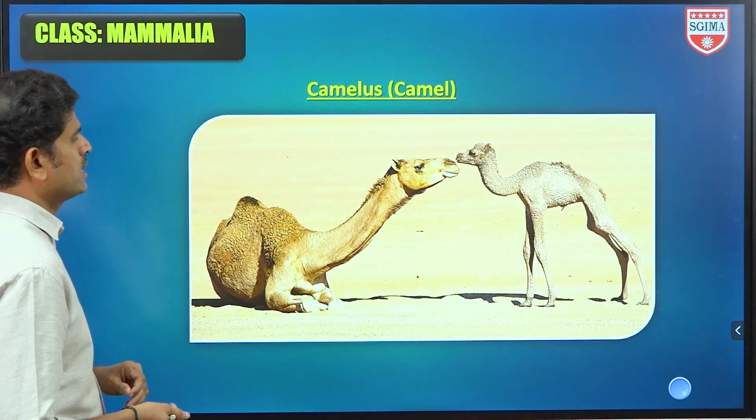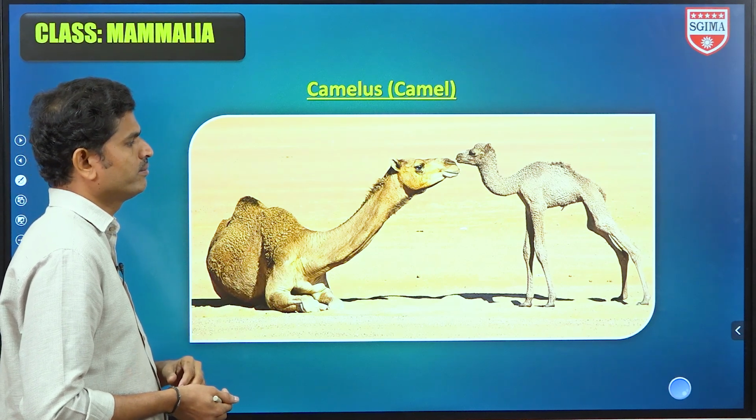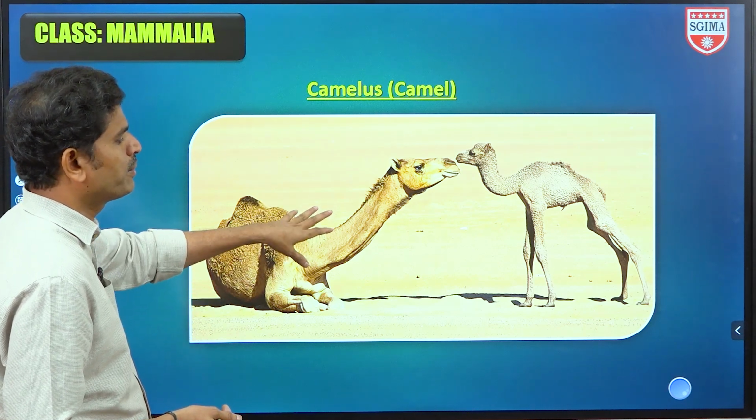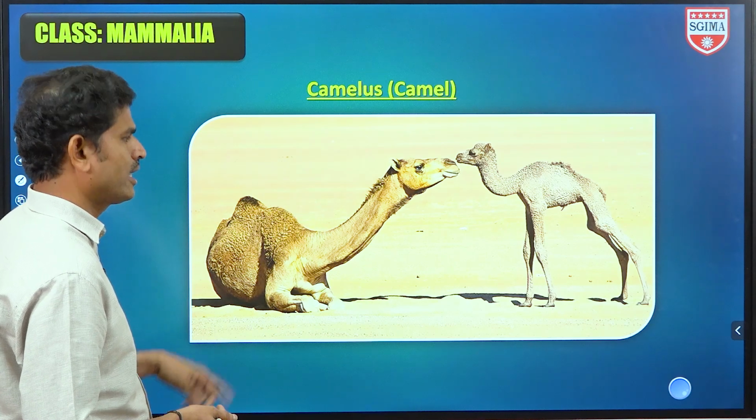Next one, Camelus, camel it is, called the desert ship. So these organisms are well adapted for dry areas. Okay, mammals.